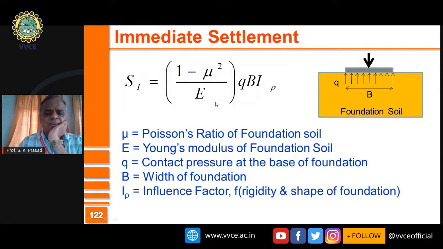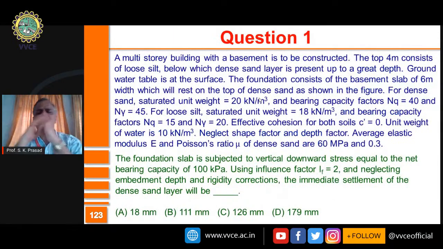SI, immediate settlement, is (1 minus mu squared) by E into Q into B into I rho. I rho is called the influence factor. It is a constant, and it depends upon how flexible the soil is and the shape of the foundation. E and mu are the elastic properties of the foundation soil, Q is the contact pressure at the base of the foundation, and B is the width of the foundation. So you use this formula to find the immediate settlement.